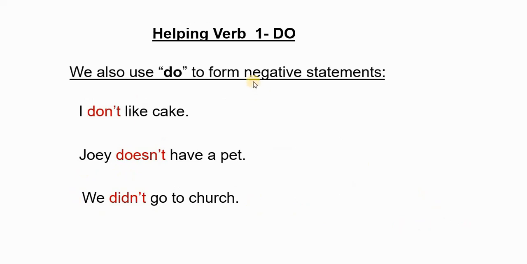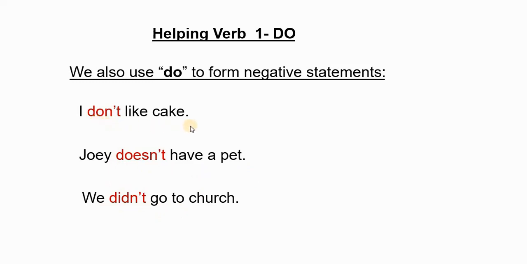We also use do to form negative statements. For example, I don't like cake. Joey doesn't have a pet. We didn't go to church. So here, we have don't to make it a negative statement.